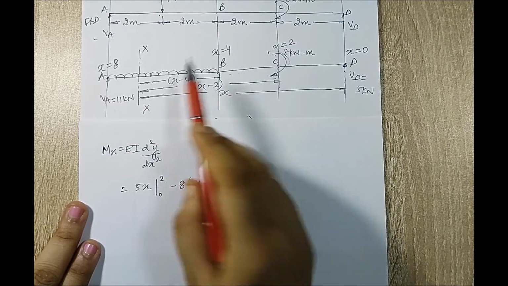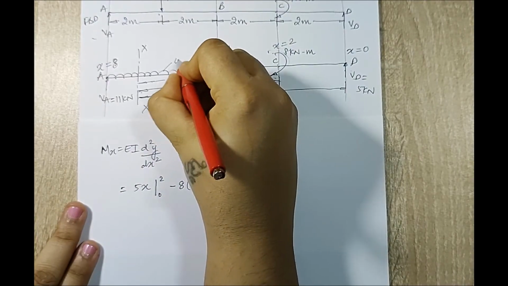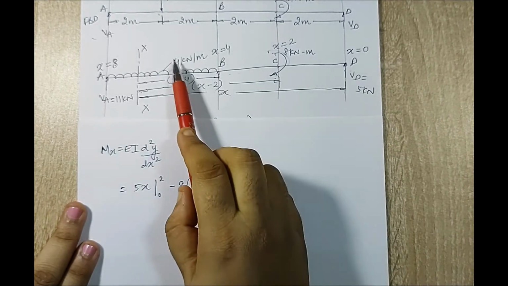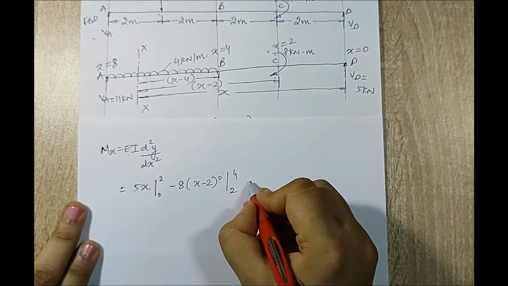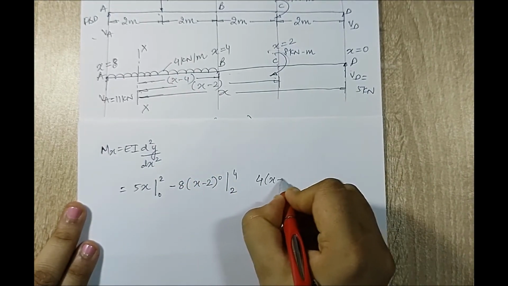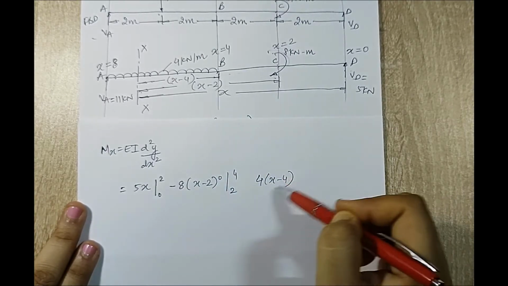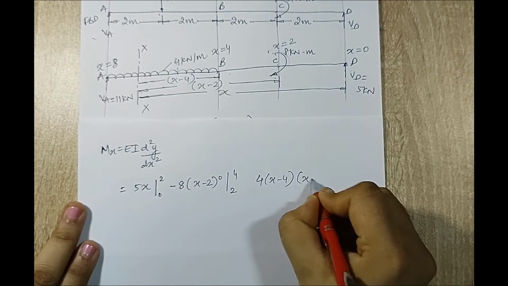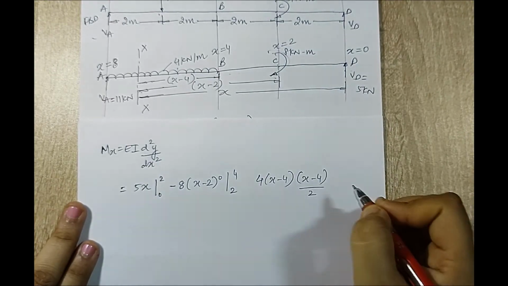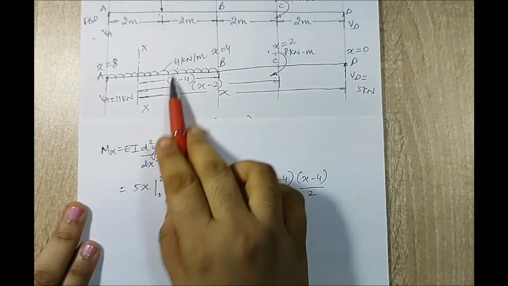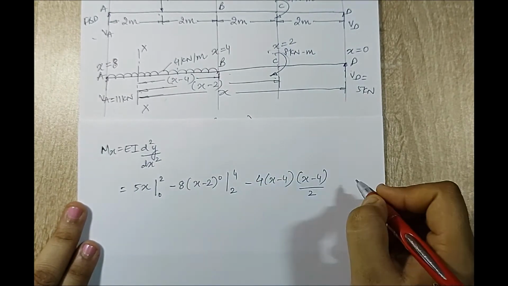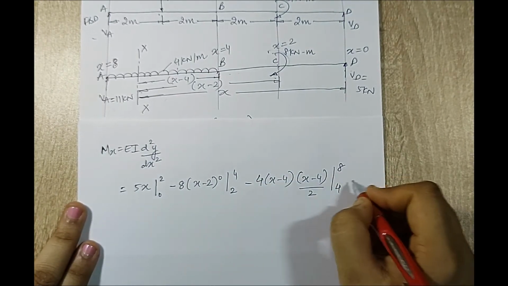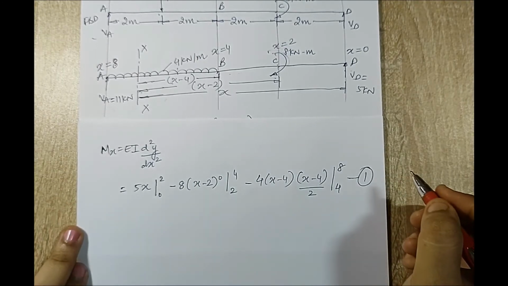Here I have this UDL whose value is 4 kilonewton per meter. So I am going to multiply 4 into (x minus 4). So this will be 4 into (x minus 4), and this will be the load. So when I place the load, it will be at half of x minus 4, so (x minus 4) by 2. Now this will turn clockwise, so I'll write a negative sign over here. The distance will be from 4 to 8.